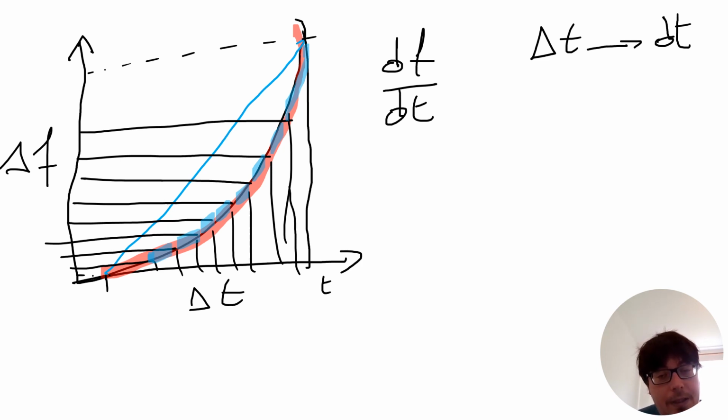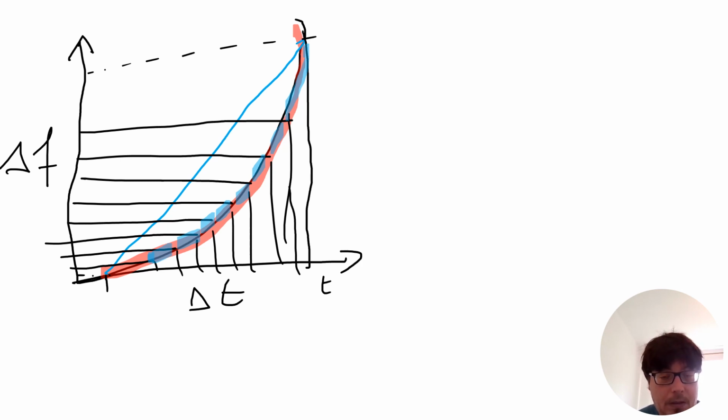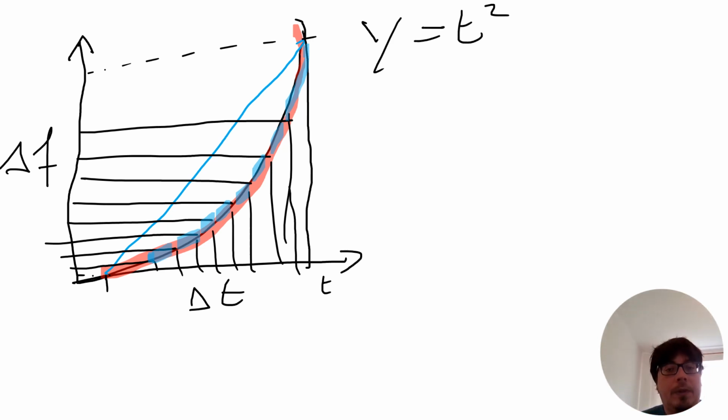And let's see if this works with y equal t squared. What can we do with this? Okay, so let's see if I can do it like so. What do we know? We know that, let's try to calculate the derivative of this t squared function. Okay, so we know what we want.